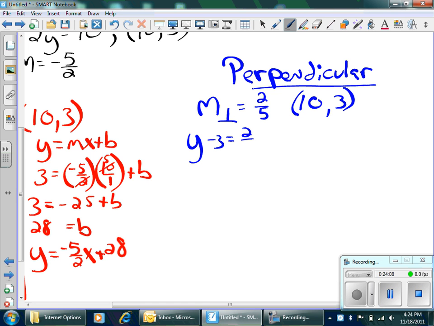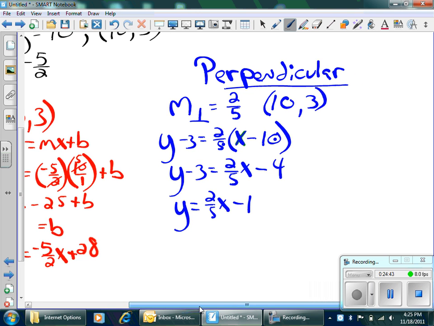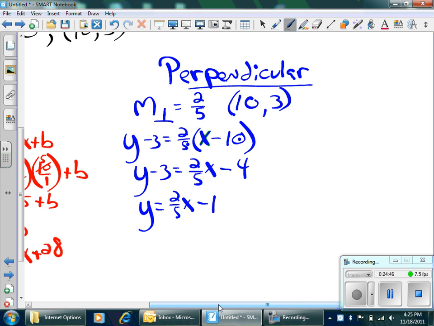y minus 3 equals 2/5 times... no, that's a mistake. It should be times x minus 10, right? Okay, so then y minus 3 is going to equal 2/5 x minus, 5 goes into 10 twice. 2 times 2 is 4. I'll add 3 to each side, so y will end up equaling 2/5 x minus 1. And there's the equation in slope y-intercept form. By the way, that 10 looks like it's looking at you. That's just a random mark. I apologize.